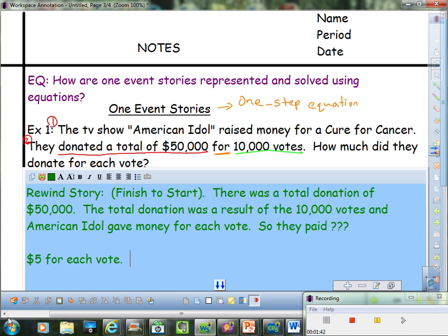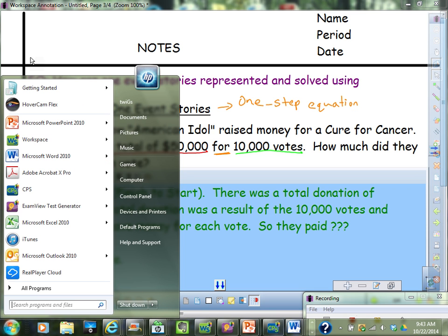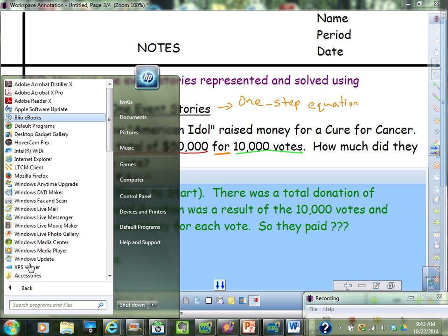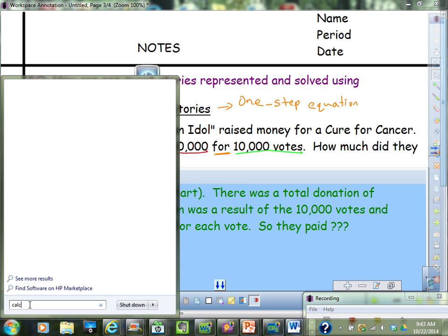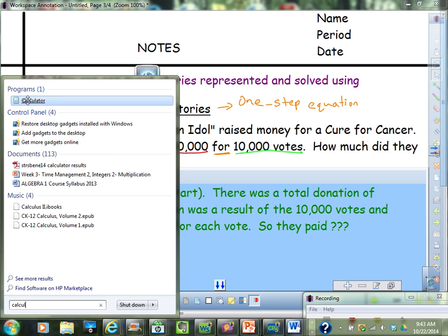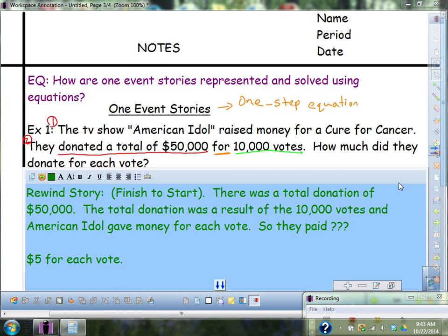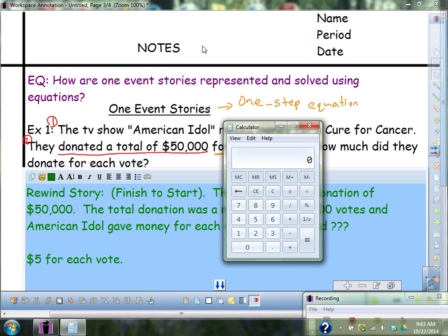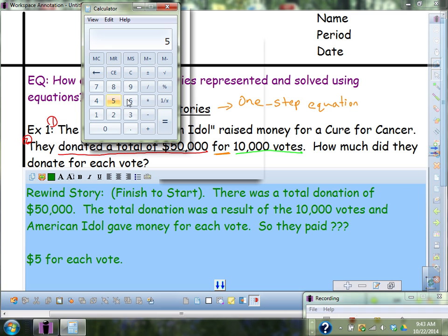So let's work forwards here. And when you guys are working on this, feel free to use the calculator. I have those available. But let's see if this works out. Alright. It's $5 for how many votes? Or sorry, for each vote. And how many total votes? 10,000. So it's 5 times 10,000. How much money is that? 50,000. So does $5 a vote work?